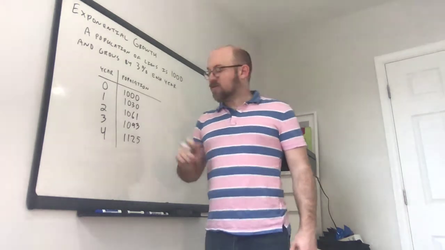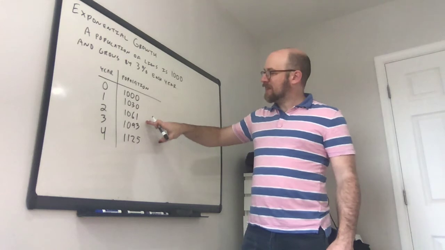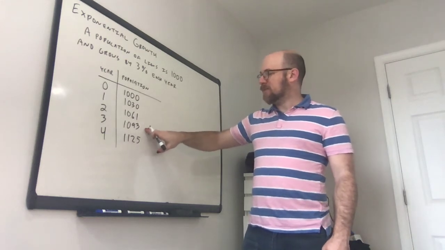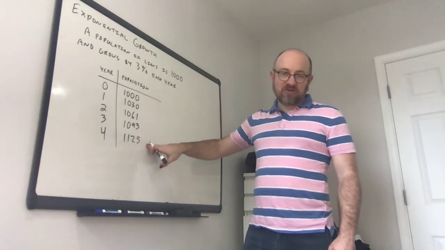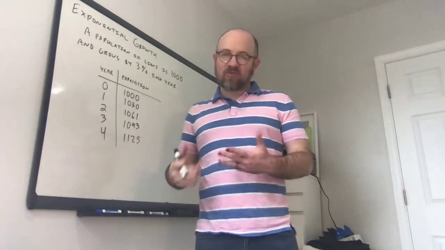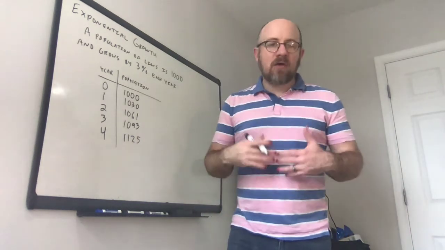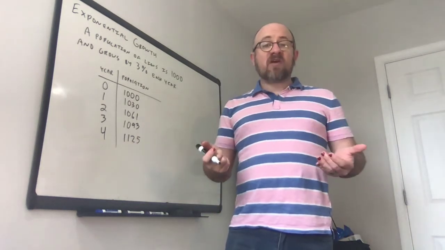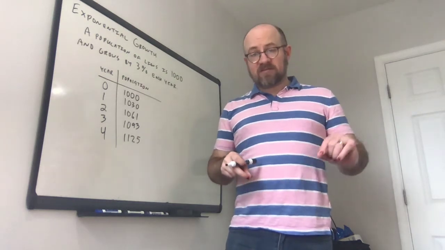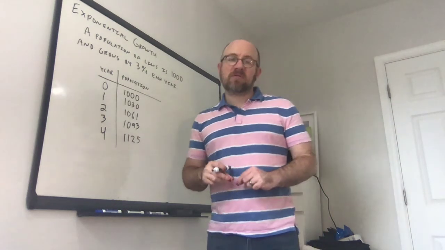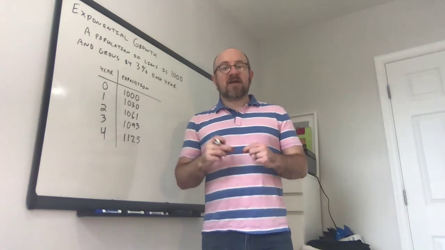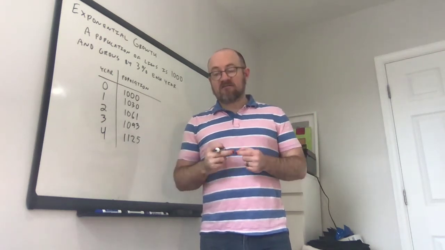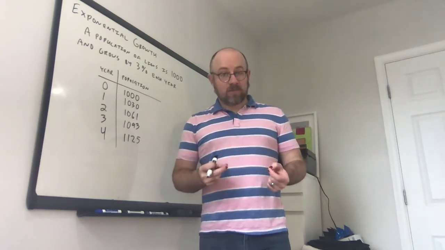So the first year you go up by 30. The next year you go up by 31. Then by 32. Then by 32 again. Some of this is rounding error. But the amount that you're going up by is always 3% of the previous amount. And so that's what we mean by exponential growth. We go up by a fixed percentage or a fixed multiplier.